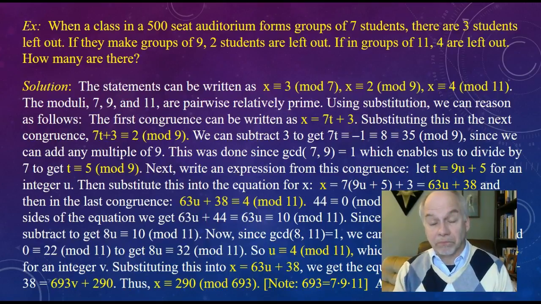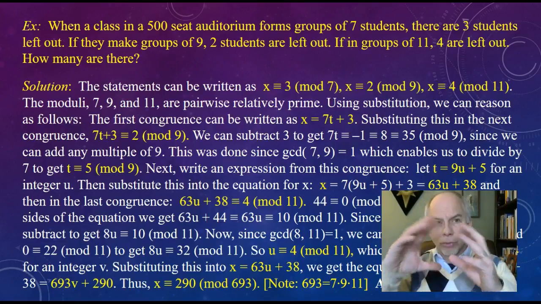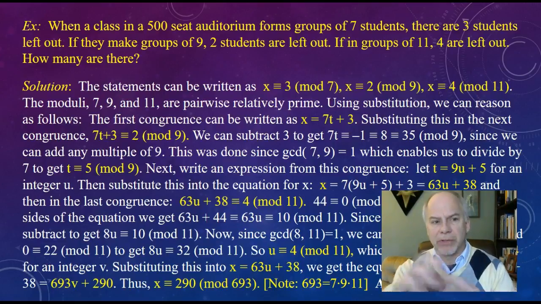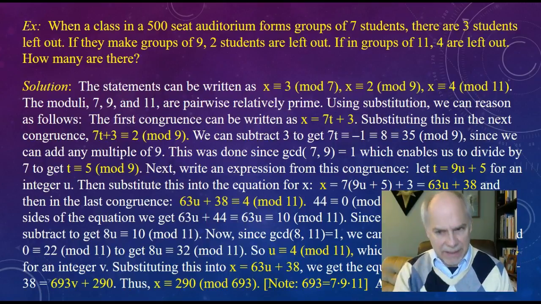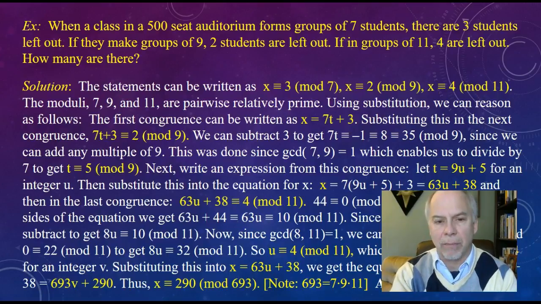But this is a typical problem, because when you're forming groups of 7 or groups of 9 or groups of 11, that's like dividing by 7 and the remainder is 3, or dividing by 9 and the remainder is 2, or dividing by 11 and the remainder is 4. So this is a typical Chinese remainder theorem problem. But first, let's look at the Chinese remainder theorem and how it works.